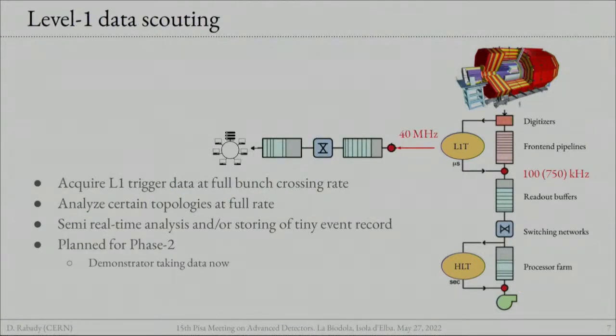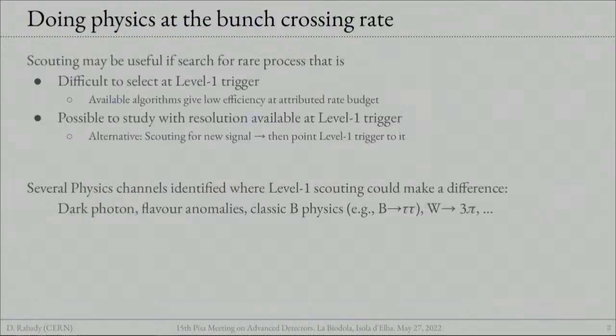So for phase 2, what we want to do is we want to grab the reconstructed objects of the level 1 trigger, these good trigger primitives that I mentioned already with the high resolution. Those we want to take and pipe into a big computing farm and do further processing, either do a semi-real-time analysis or store tiny event records that can later be analyzed. As I mentioned, this is planned for phase 2. However, we are demonstrating this already now with a small-scale demonstrator using the current level 1 trigger.